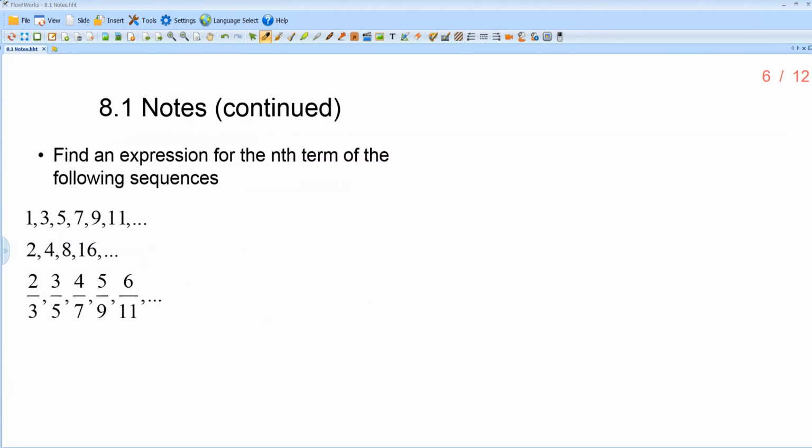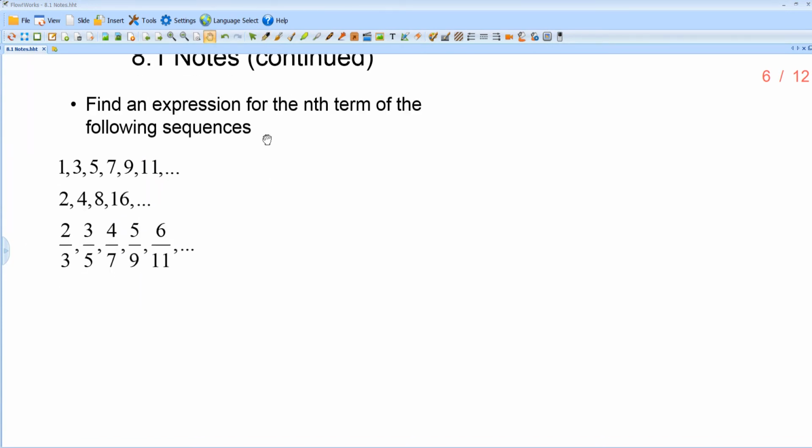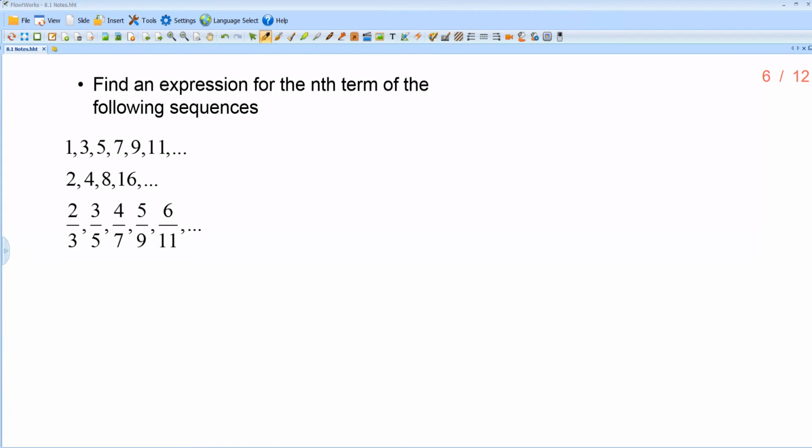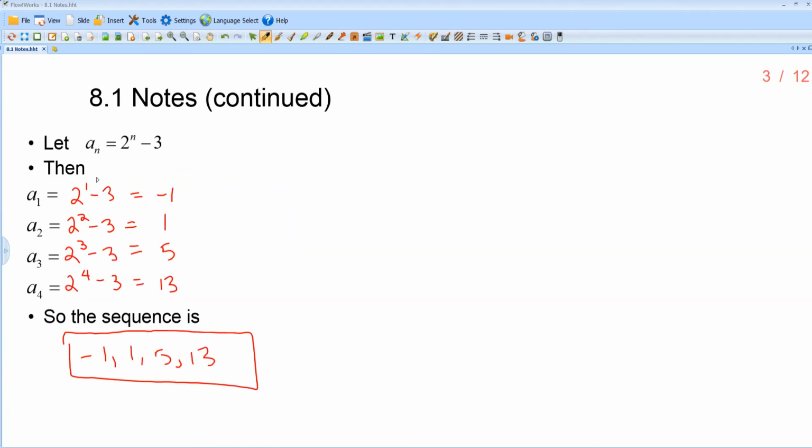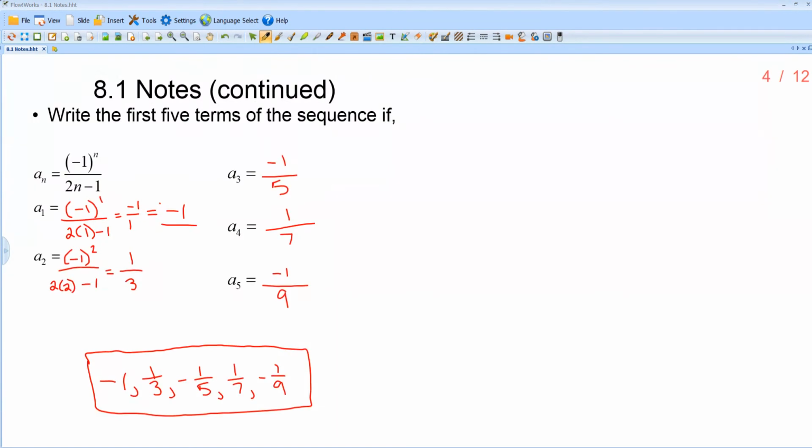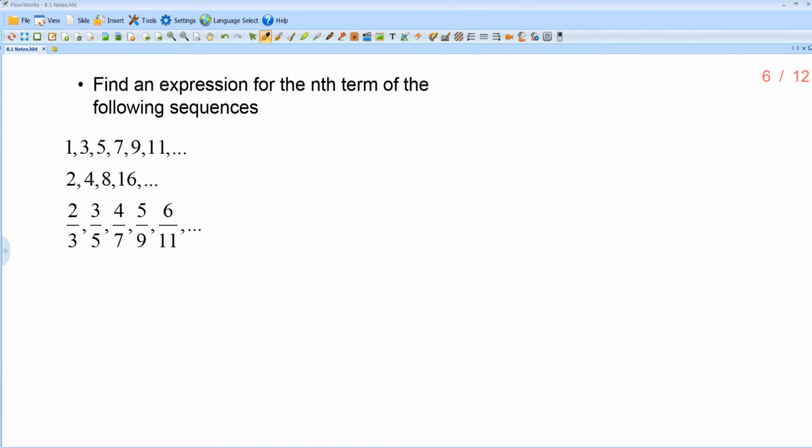All right, and then we just have a couple more examples. Find an expression for the nth term of the following sequence. So now, unlike the problems where I gave you the sequence formula and asked for the actual numbers, now I'm giving you the sequence and asking, how did we get those?